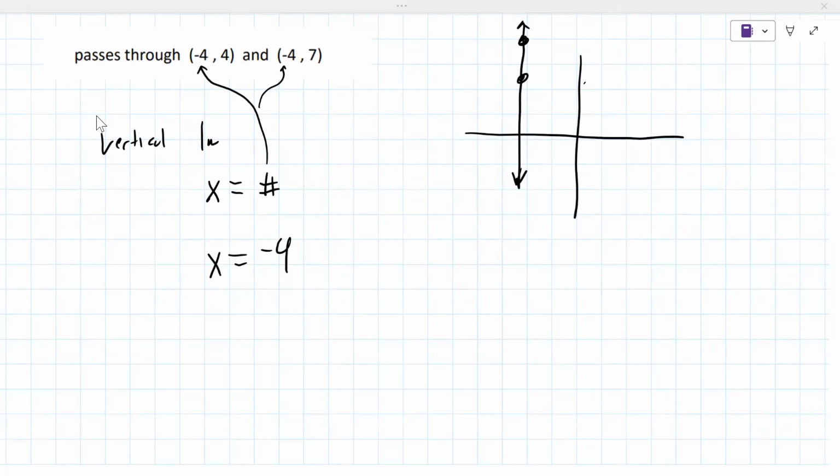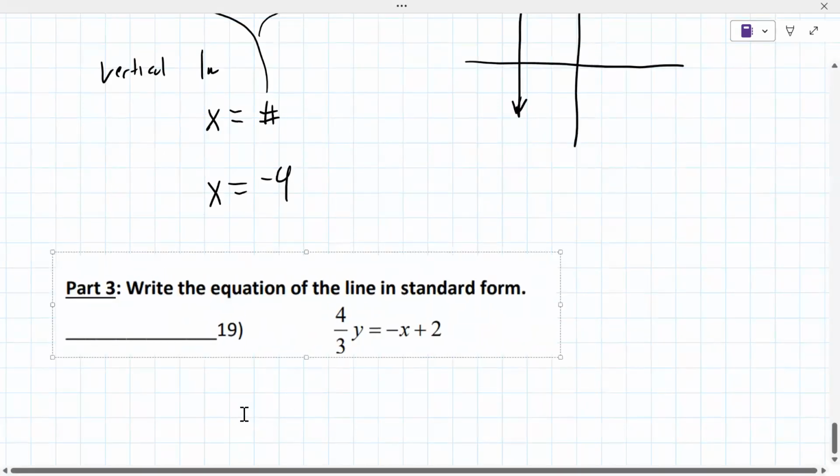All right, here is an equation for you to try.